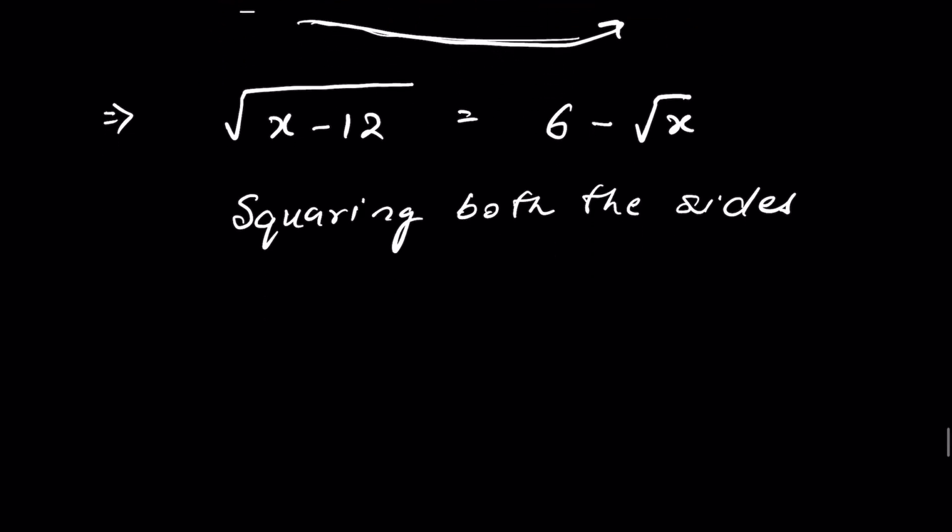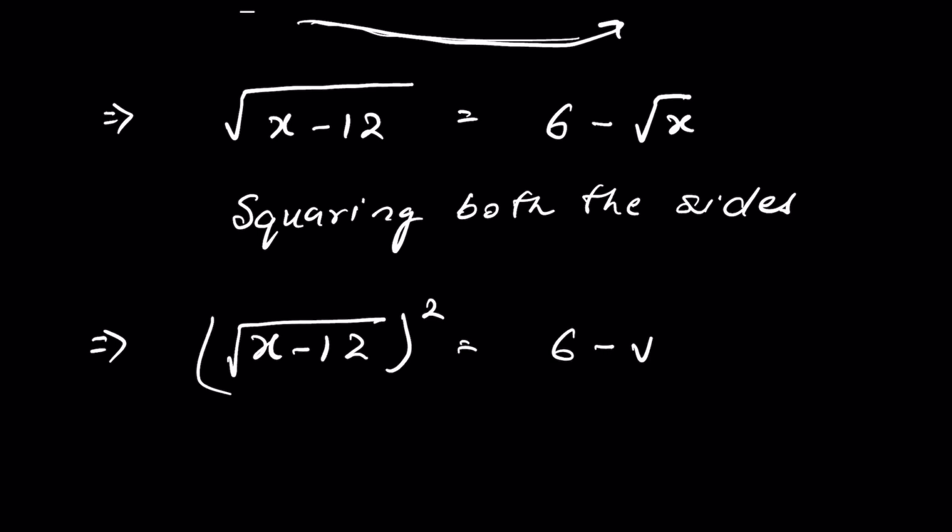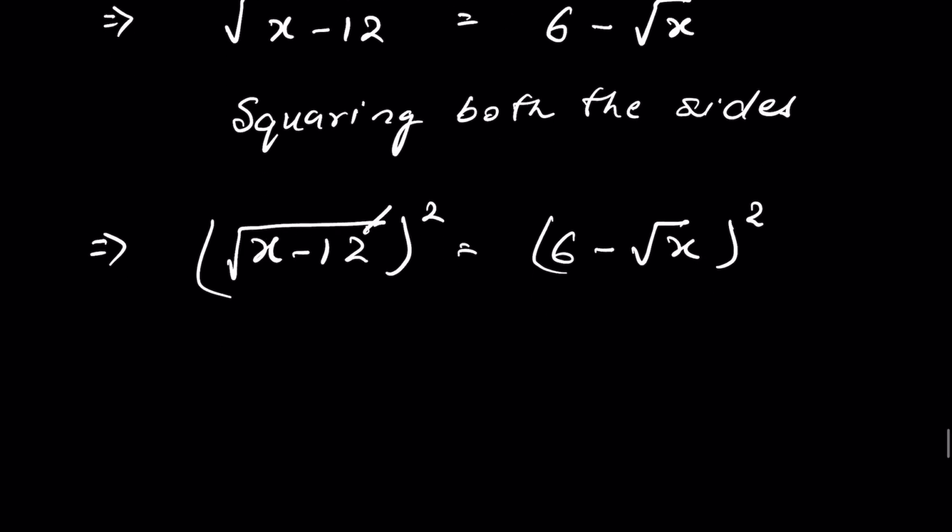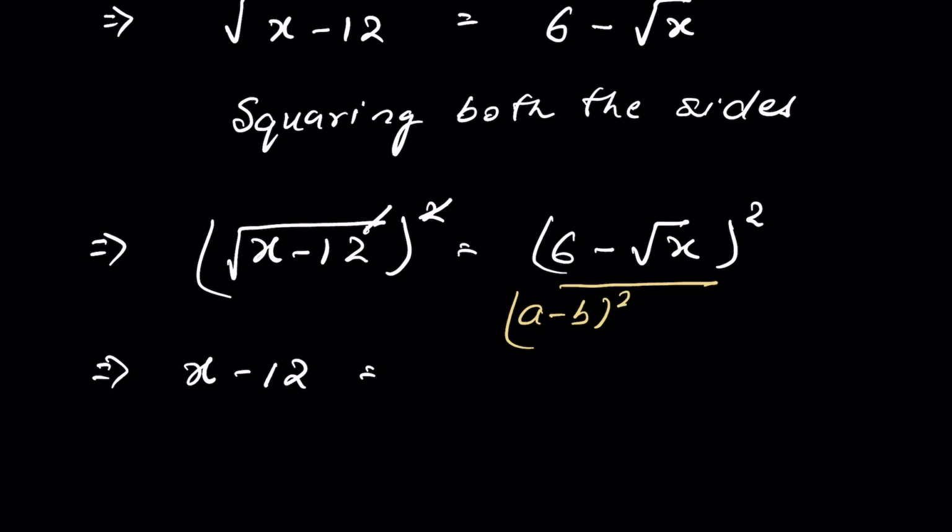So it is square root of x minus 12, whole square, equals 6 minus square root of x, whole square. Now we can remove the square root with the square. So this side we have x minus 12 equals, this is in the form of a minus b whole square. So we can write it as a square minus 2ab plus b square.